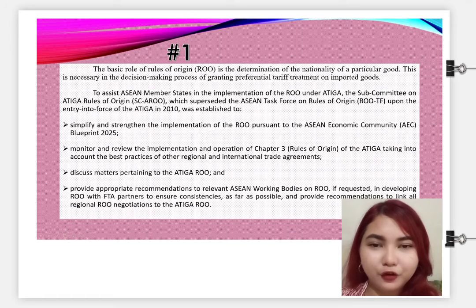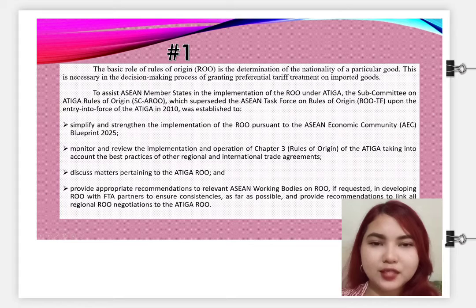So let us start. For the first topic, the basic rule of rules of origin is the determination of the nationality of a particular good. This is necessary in the decision-making process of granting preferential tariff treatment on imported goods.